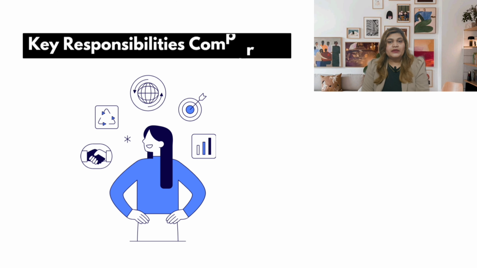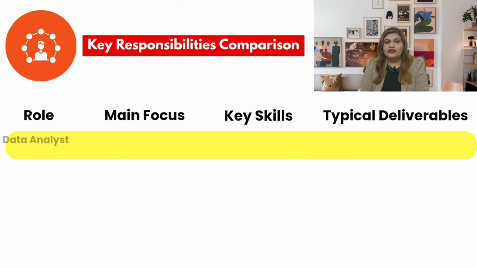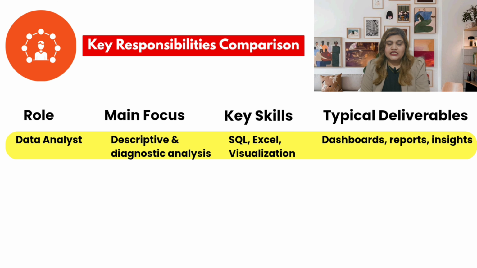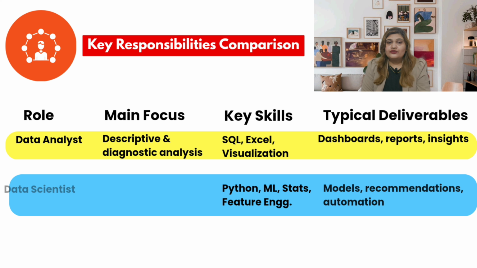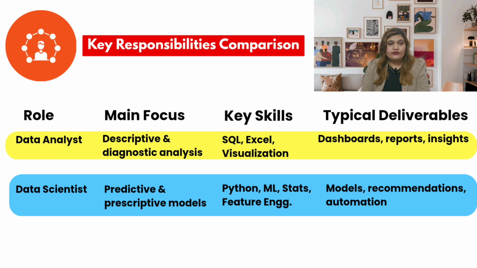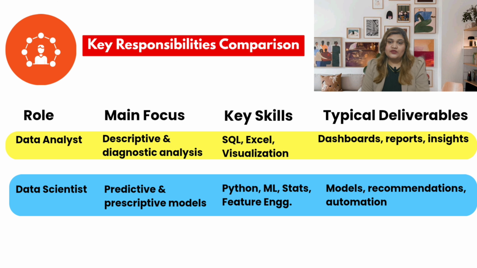Now let's take a look at a key responsibilities comparison. If we talk about the role of data analyst, your main focus is going to be descriptive and diagnostic analysis. Your key skills would include SQL, Excel, and visualization. And your typical deliverables would be dashboards, reports, and insights. If you are into the role of data scientist, your main focus is predictive and prescriptive modeling. The key skills include Python, machine learning, stats, feature engineering. Your typical deliverables will be models, recommendations, and automation.